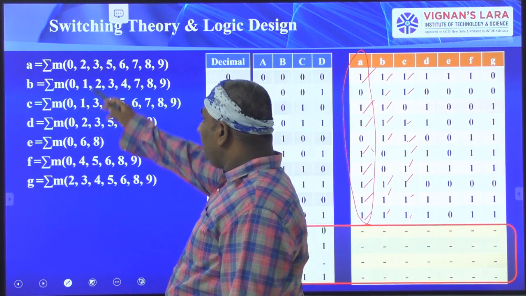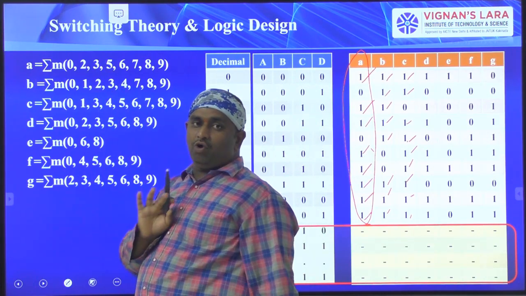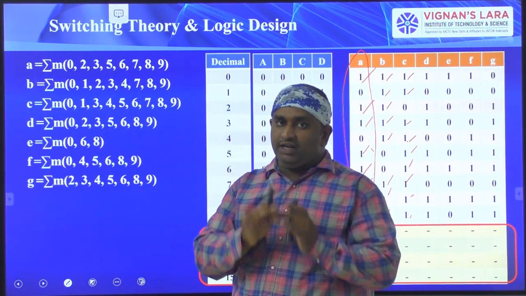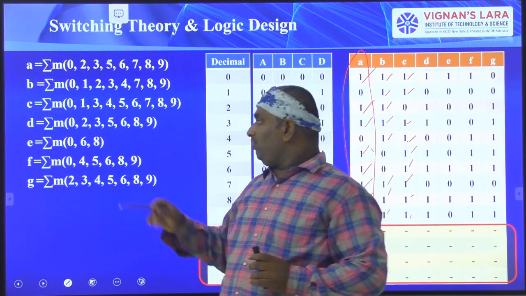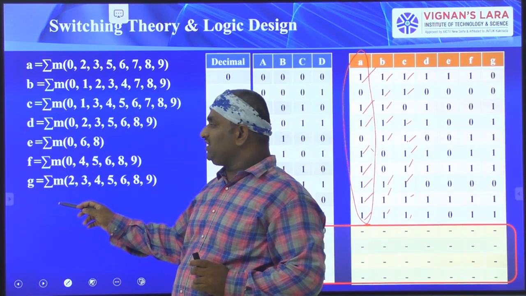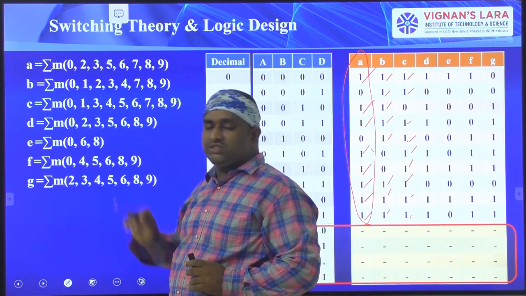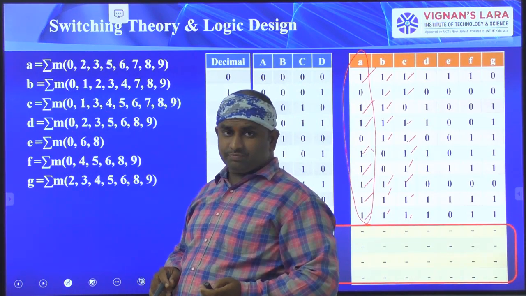So coming to totals: A, B, C, D, E, F, G. Total 7 outputs are available. Why? Because 7 LEDs are available at the output side for displaying one numerical character. So for the numerical value, we have a total of 7 LEDs. For that reason, we have 7 output functionalities.